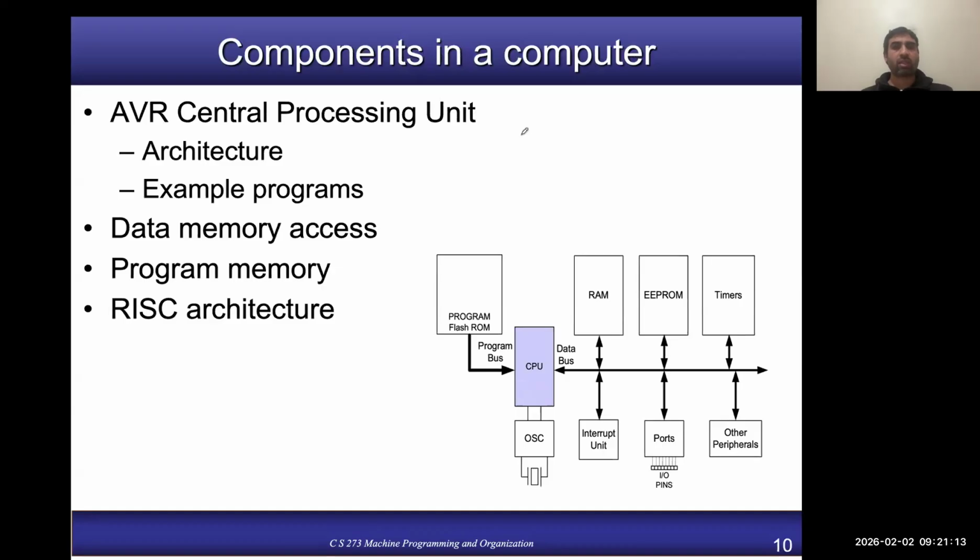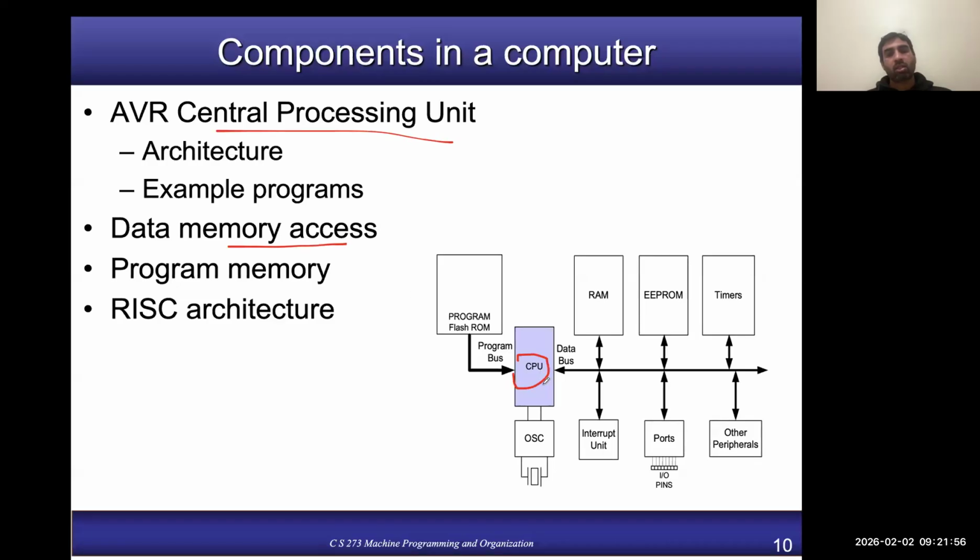So let's first have a look at the components in a computer. In the microcontroller, we are specifically talking about the ATmega328P, but in general these components are also a necessary part of all types of processors or microcontrollers. First, you have a central processing unit, right? We will look at its internal architecture and see how it executes an example program.